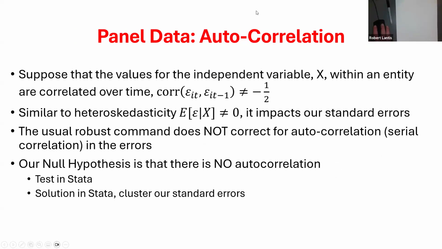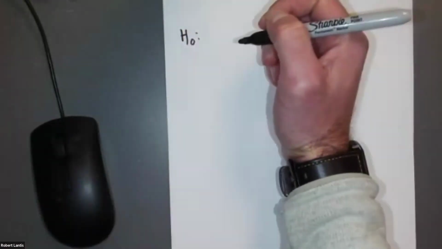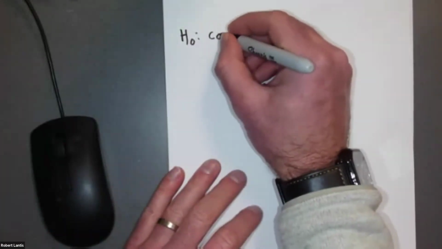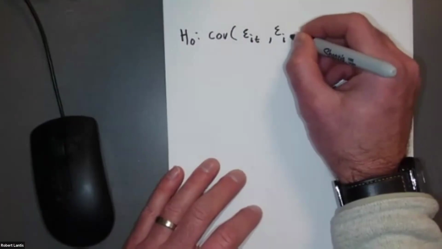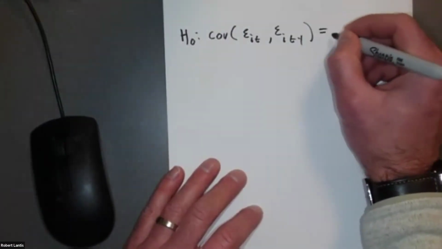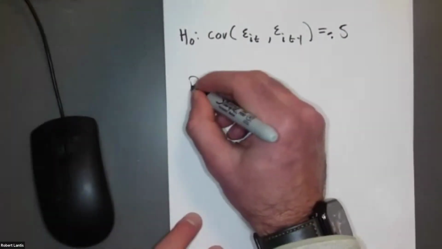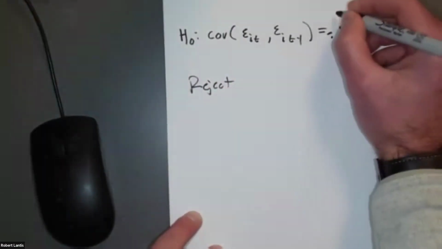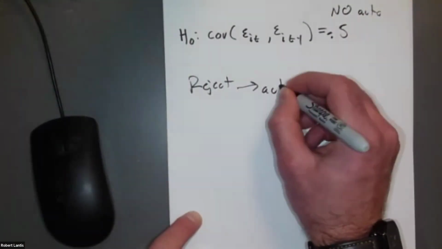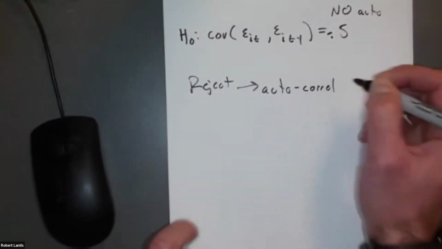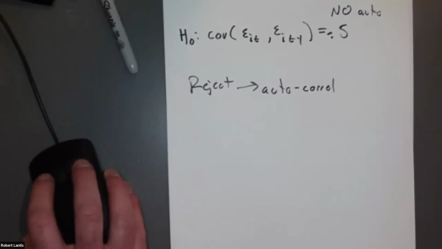So maybe to say this differently, our null hypothesis here essentially is that the correlation between the errors in this time period and the time period before, we're going to assume that it's equal to negative 0.5. If we can reject that, this was no autocorrelation. What we're really saying is that we have autocorrelation in our error terms, and that we want to somehow control for that, right? So how do we do this?